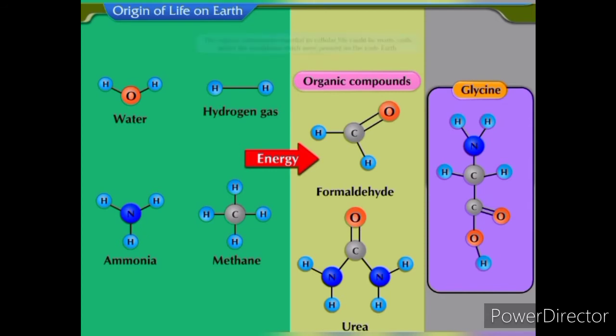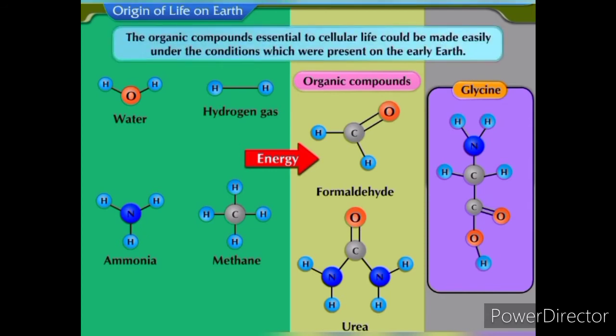Miller's experiment showed that the organic compounds such as amino acids, which are essential to cellular life, could be made easily under the conditions that scientists believed to be present on the early Earth.